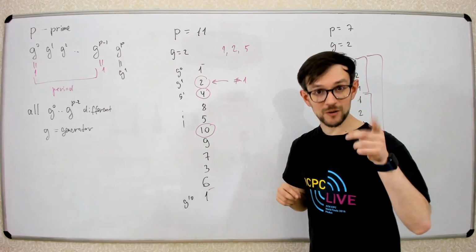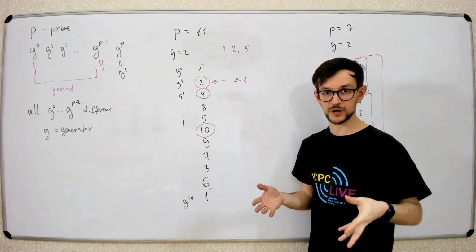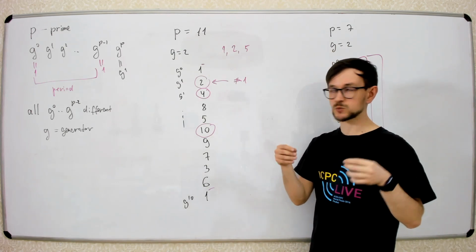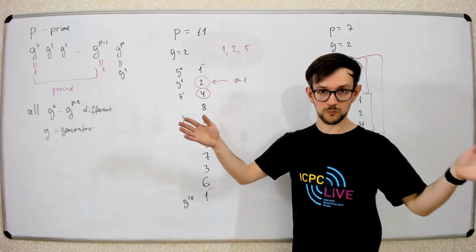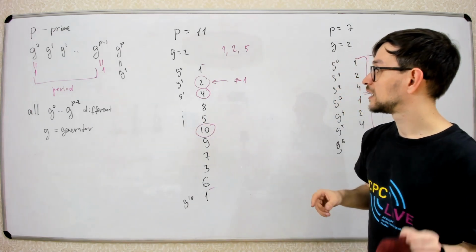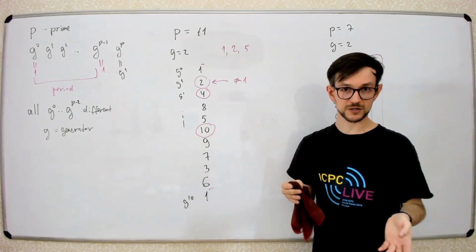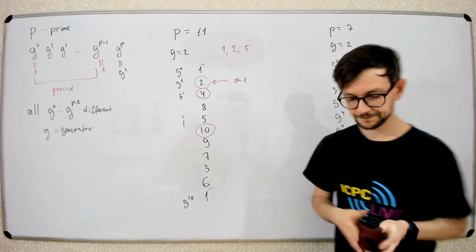The problem is that the number of divisors is still very large. For the number p minus 1, there may be a big number of possible divisors. So that's not all. It is sufficient to check not all the divisors, but only some divisors.